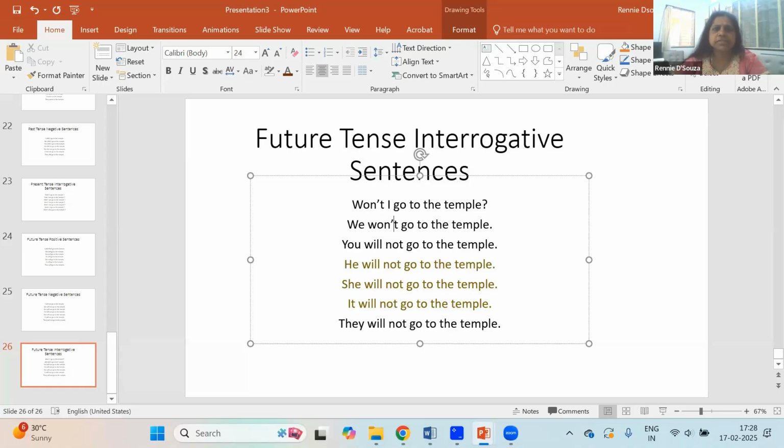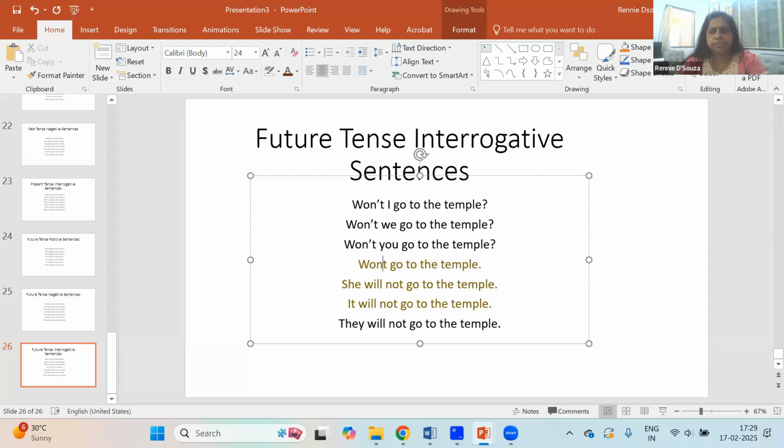So, in the same way, won't we go to the temple? So, won't will come first. We will come as the second part, the subject. And at the end of the sentence, there will be a question mark. Won't you go to the temple? Won't is the short form of will not. W-I-L-L, will, and N-O-T, not. When it is joined, it becomes won't.